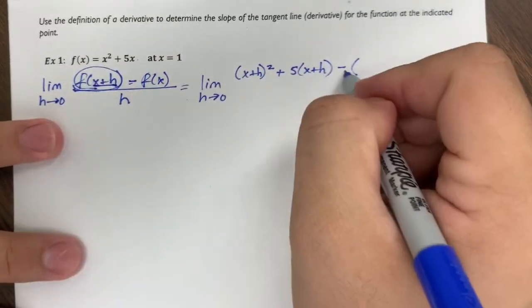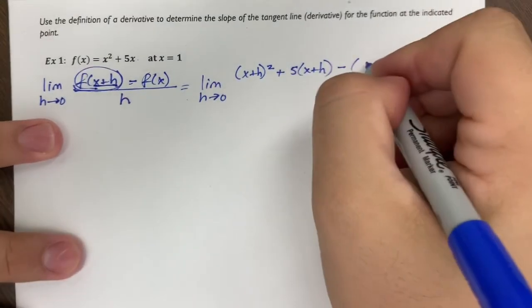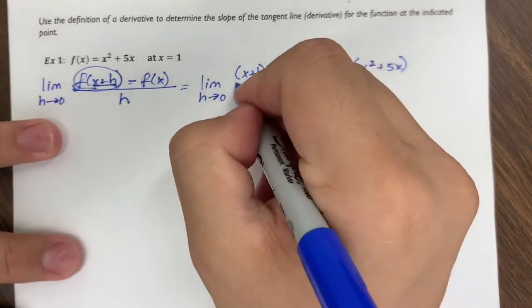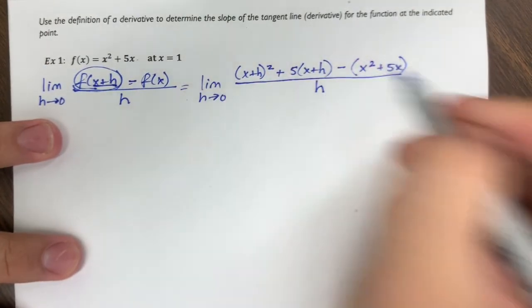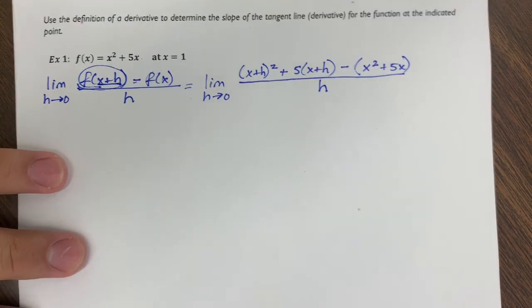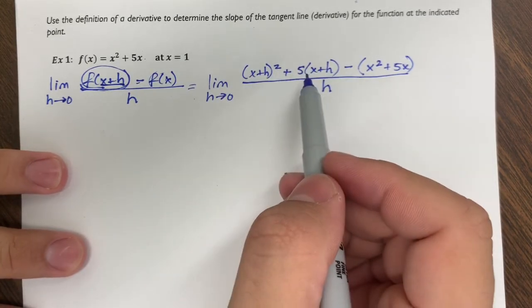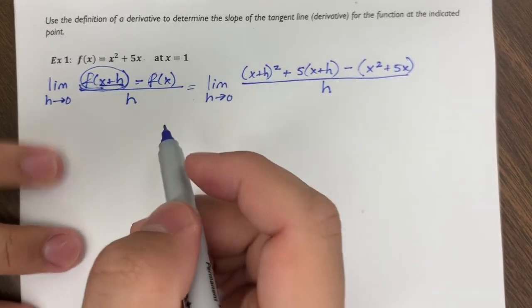I'll put it in parentheses to remind me to distribute the negative. So that'll be minus x squared plus 5x. And then of course all of this is divided by h. And now essentially what you have to do is expand this, cancel things out, and figure out what your final answer is at the end.